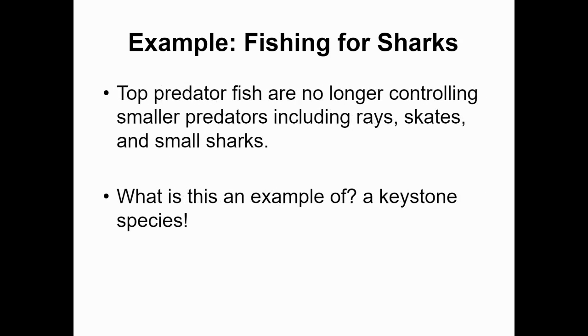If there aren't sharks, they aren't the predator controlling the other predators that would eat scallops. So sharks do a good job of controlling ray populations, skates, and smaller sharks. Smaller sharks and those animals will eat fish, and fish will eat the scallops. So if you don't have that keystone species controlling the populations that are eating those scallops, they saw a boom in the number of those smaller fish and a loss of scallops along the coast.